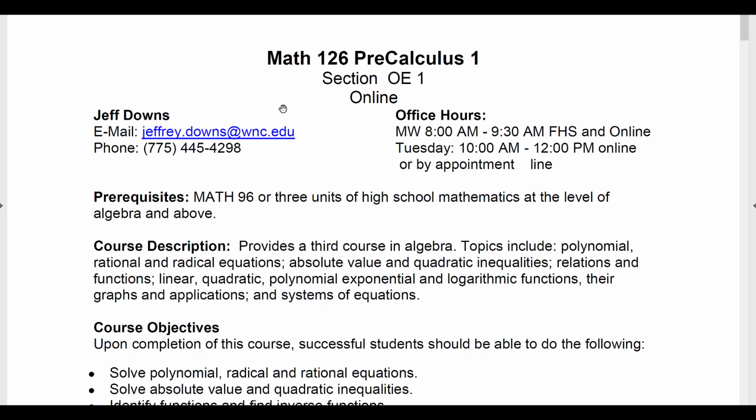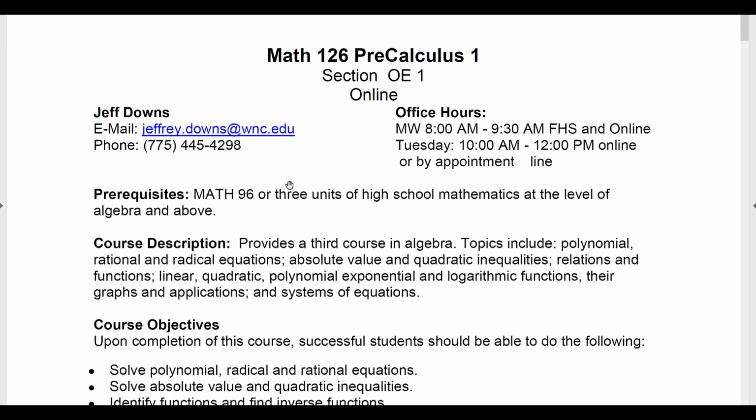So start off with, this is my email, phone number. I have an office in Carson City. It's Cedar 303, but I'm not there this semester because I'm based in Fernley this semester. I'll be back there in the fall. So my office hours on Monday, Wednesday, 8 to 9:30 in the morning at Fernley High School and online. And on Tuesday from 10 to 12 online or by appointment. Probably have to get rid of that line there.